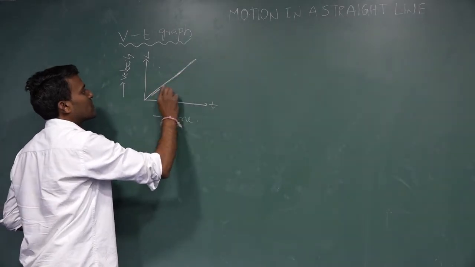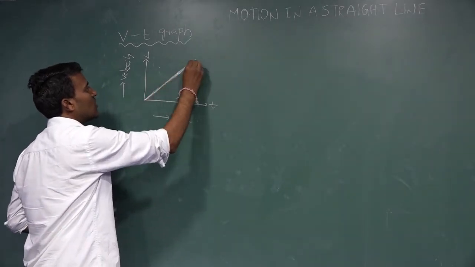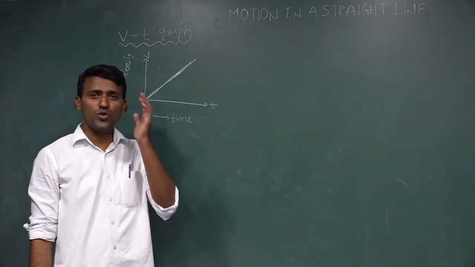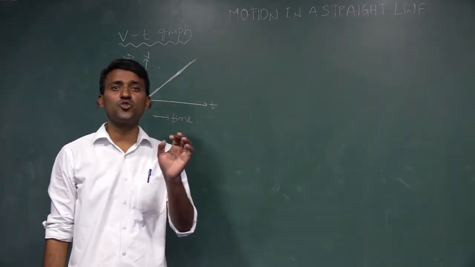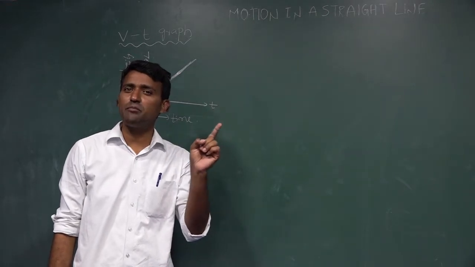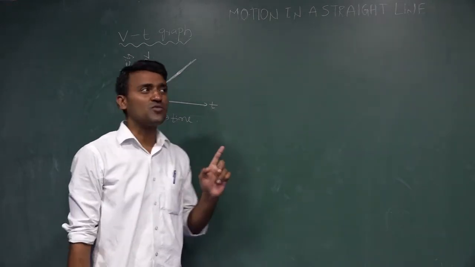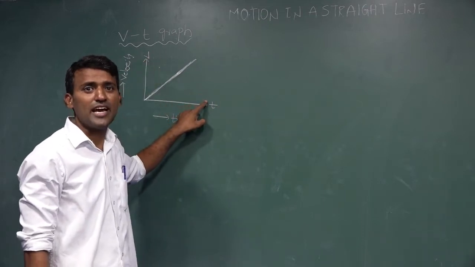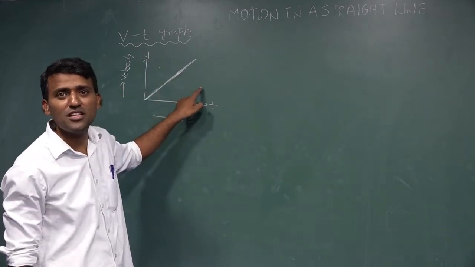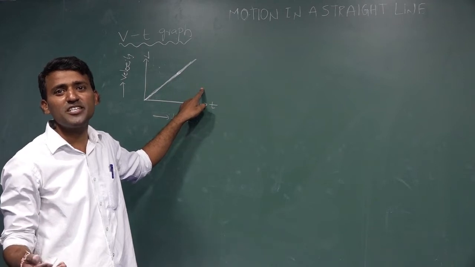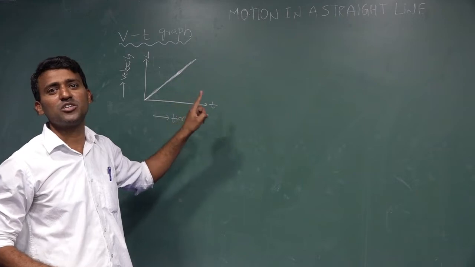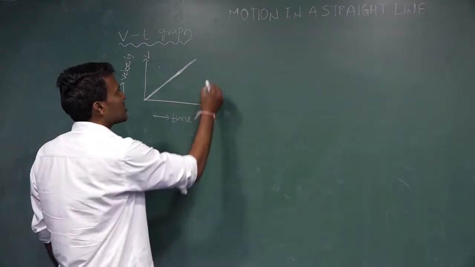Slope. What about the slope? Slope means you have to keep in your brain every time: slope is nothing but the y-axis divided by the x-axis. What is the y-axis? Velocity. And what is the x-axis? Time. Velocity by time, the rate of change of velocity, is called acceleration. So slope gives the acceleration.